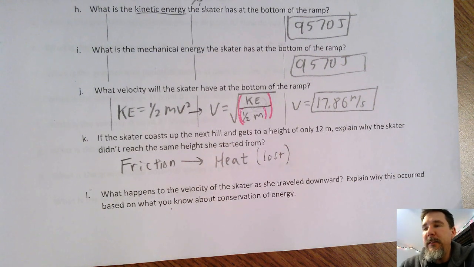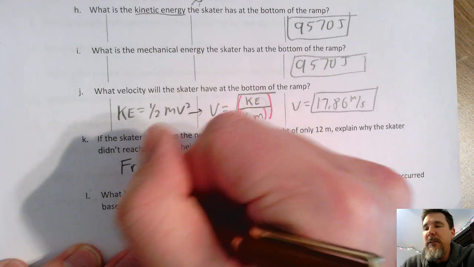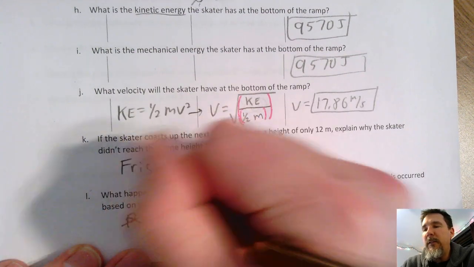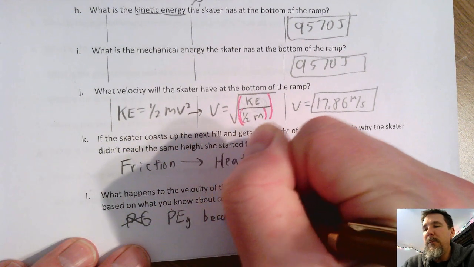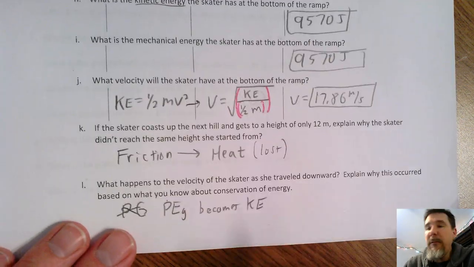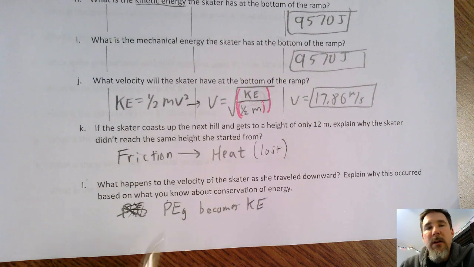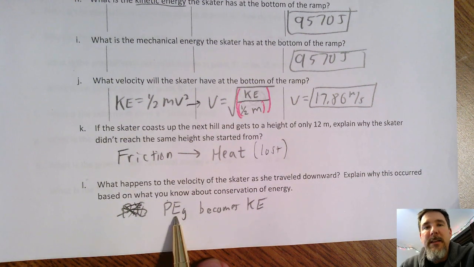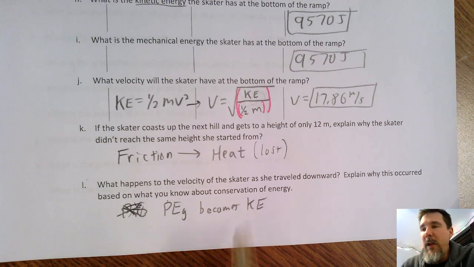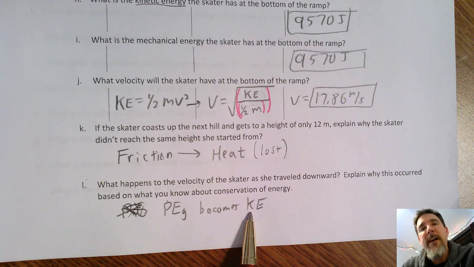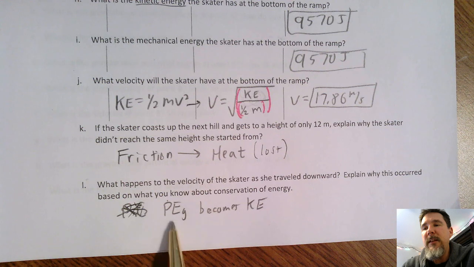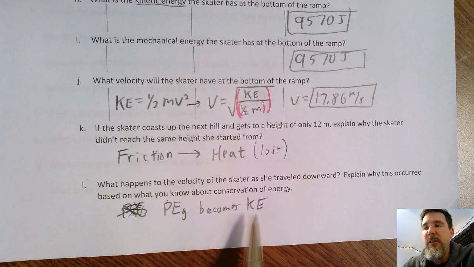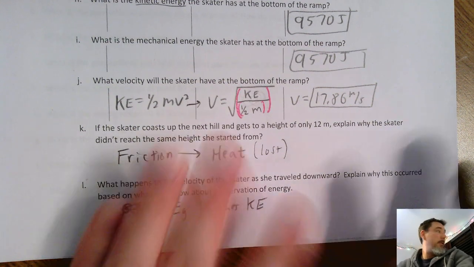Question L, what happened to velocity as she traveled downward? Keep in mind, as she traveled downward, she's going to get faster. That's what things do when they travel downhill. But why, in terms of energy? I'm writing this kind of backwards, so just ignore that. PEG becomes kinetic energy. Now that's not the full explanation. You better write more than that, because you have to explain. I'm just going to explain it in words, but you need to write more than this. The gravitational potential energy that he had at the top of the hill becomes kinetic energy, and because there's more kinetic energy, that means he's going to move faster and faster and faster. And conservation of energy means that the energy is not lost; it just changes from gravitational to kinetic. All right.